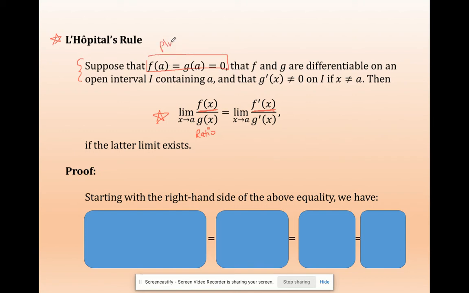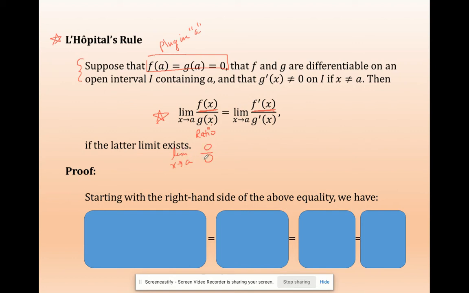When you plug in your number, when you plug in A, f of A is 0 and g of A is 0, meaning you have a ratio of 2 functions whose limit is indeterminate. Then, and only then, can you ask Guillaume to come in. You cannot bring him to the limit party unless you have an indeterminate form first. So you must be indeterminate.